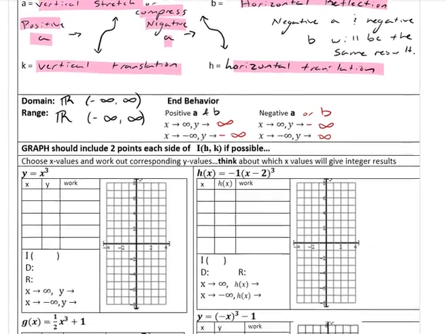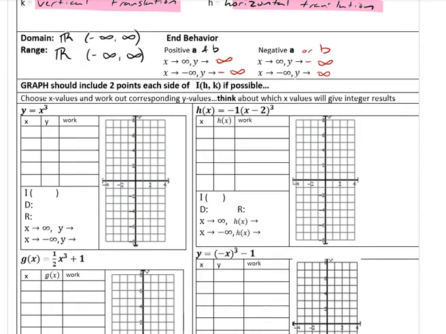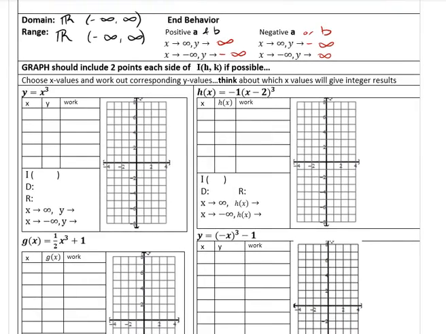Let's go over a couple examples. Graphs should include 2 points on each side of your inflection point, which is (h, k), if possible. Use matching points for 2 of them. Graph the x values and work out corresponding y values. Think about which x values will give integer results.